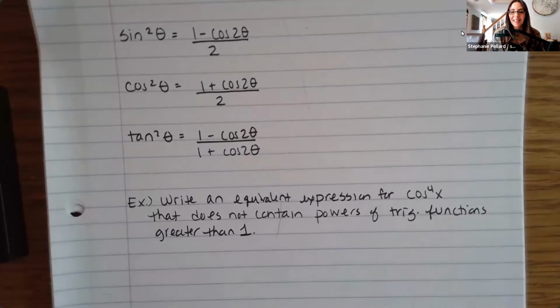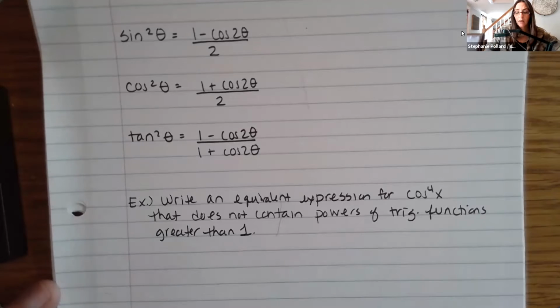And what we're going to do in this example is we're going to write an equivalent expression for cosine x to the 4th power that does not contain powers of trig functions greater than 1. So meaning we don't want squares, cubes, fourths, or anything like that. We want to get it down without those higher powers.